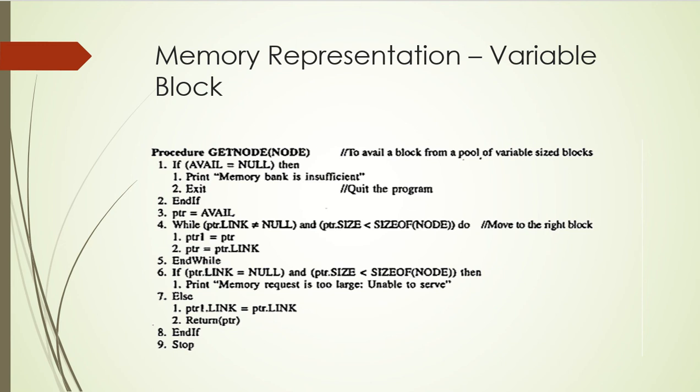What you have to do, you have to take PTR out of the memory bank, which means you are going to return the address of PTR back to the requesting program, which means that node was allocated. So this is in the case of get node.